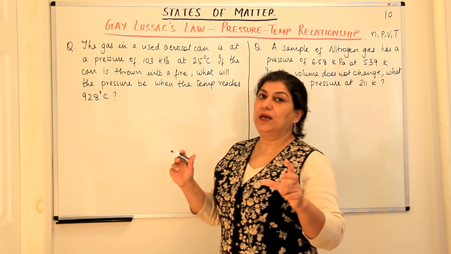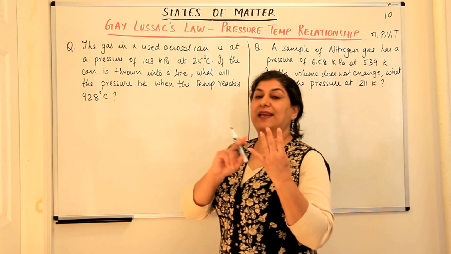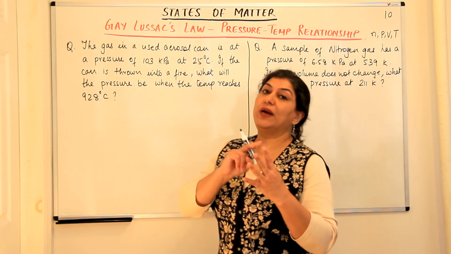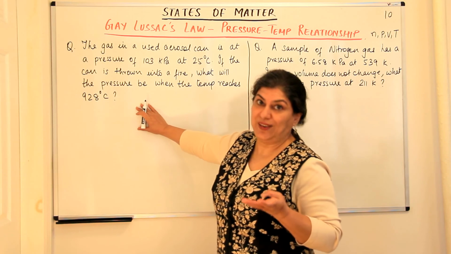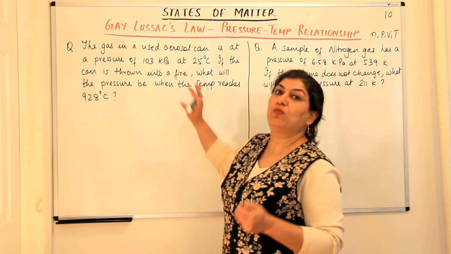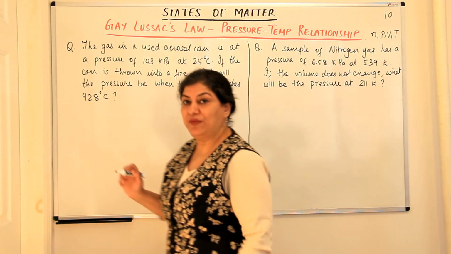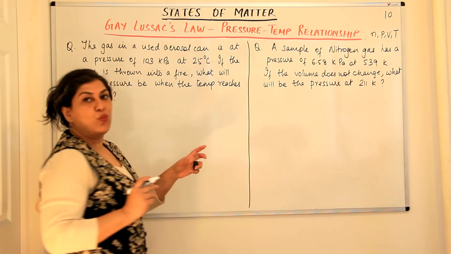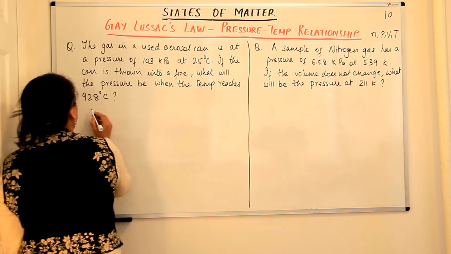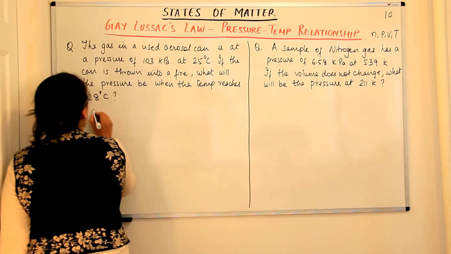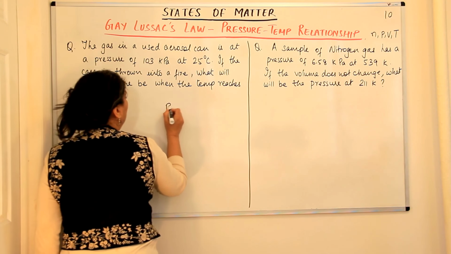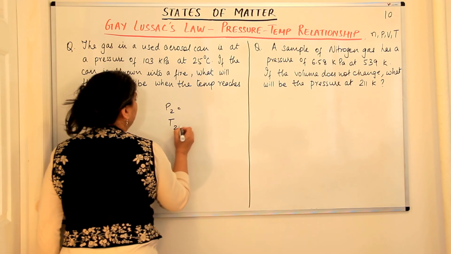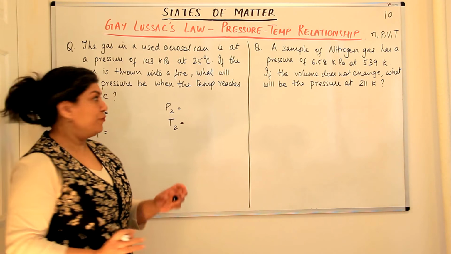Now for the formula, there are four variables, that is P1, T1, P2 and T2, three out of which would be known to us and the fourth has to be calculated. So let us see in this problem what are the three variables that are known to us and which is the fourth one that has to be calculated. The variables that we need are P1, T1, P2 and T2.